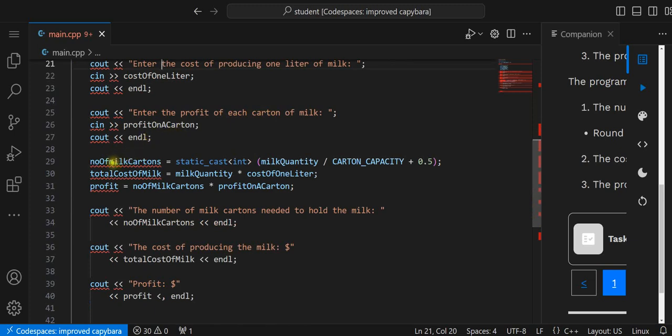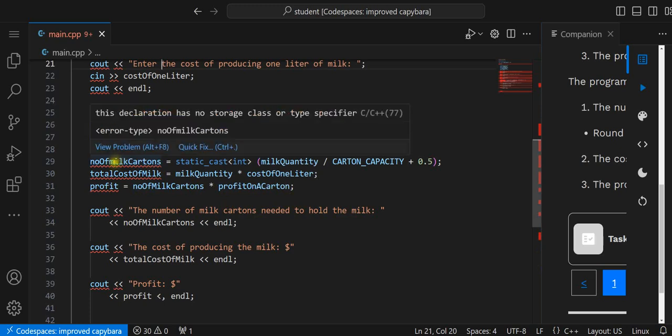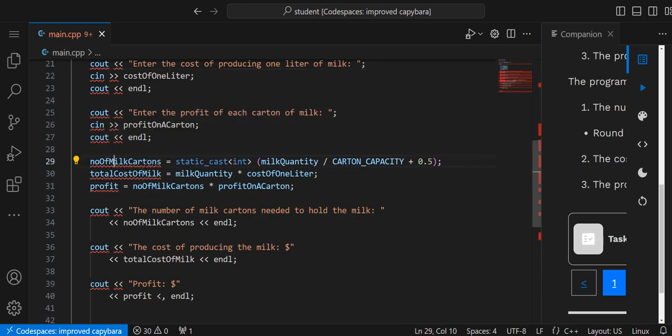and line, and the number of milk cartons equals static cast int milk quantity divided by carton capacity plus 0.5. That's going to round it for us. Total cost of milk equals milk quantity and cost of 1 liter. Number of milk cartons. I thought I copied these, fixed these already. Number of milk cartons.